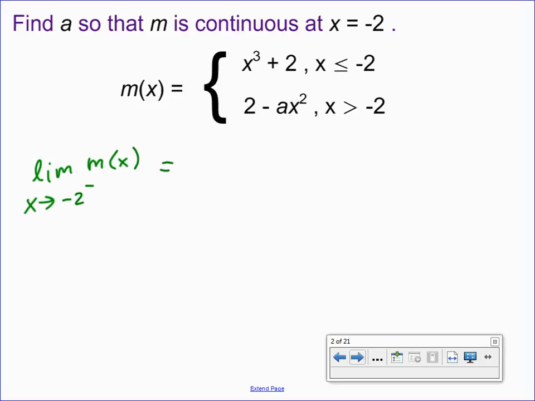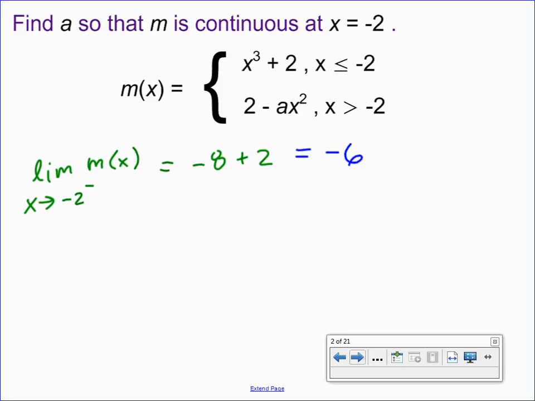The top one, good. We're letting x get closer to negative 2, but from the left-hand side, so we must use the top definition, that is x cubed plus 2. As x gets closer to negative 2, then x cubed gets closer to negative 8 plus 2. I dropped my limit evaluation once I realized x equals negative 2 was in the domain of the expression, so I didn't have to continue with my limit once I did the direct substitution, so I'm getting negative 6. Now let's consider the right-hand limit.